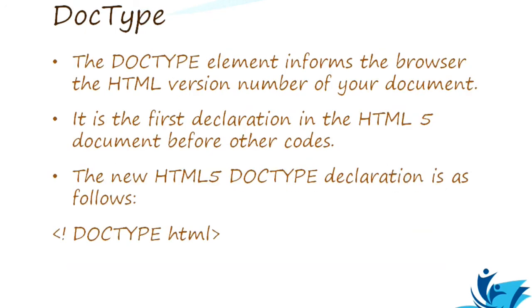Doctype. The doctype element informs the browser of the HTML version of your document. It is the first declaration in the HTML5 document, before any other code. We type the doctype code at the start of our coding. The new HTML5 doctype declaration is as follows: the less than bracket and exclamation sign, and type DOCTYPE, doctype in capital letters, and then html, and close the bracket.